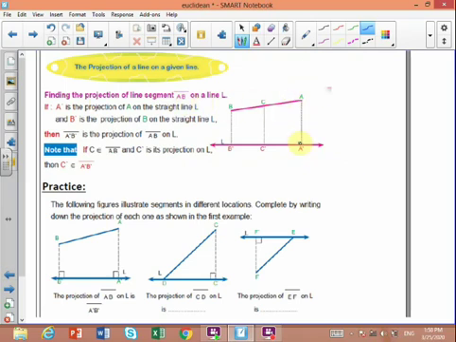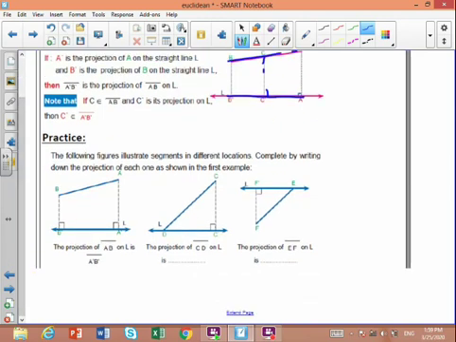Okay, let's see here finding the projection of line segment AB on L. A dash, as you see, is perpendicular, so A dash is the projection of A on L. B dash is the projection of B on L, so the projection of AB is A dash B dash. Where is the projection of C? Drop it perpendicular, so C dash is the projection of C on line L. Let's see this practice now. AB, and I have here L, the projection of AB on L is A dash B dash.